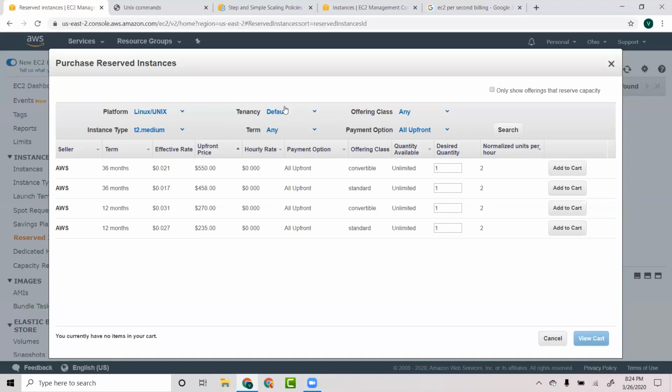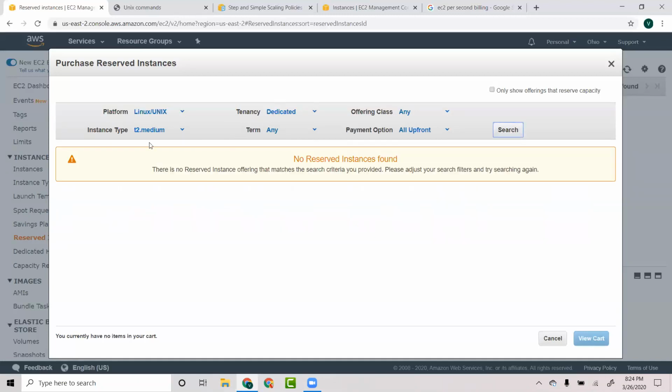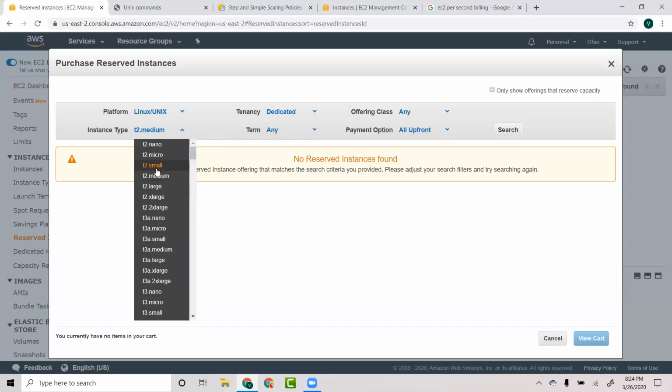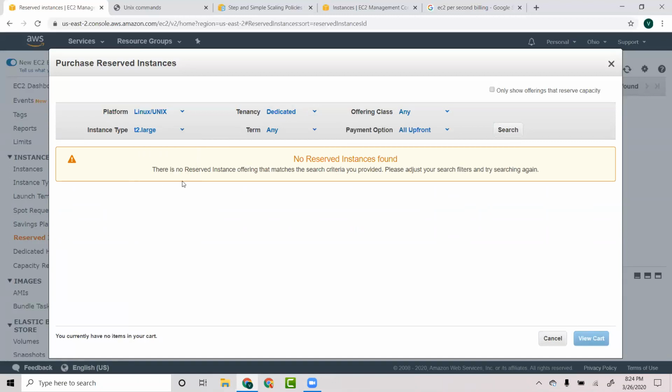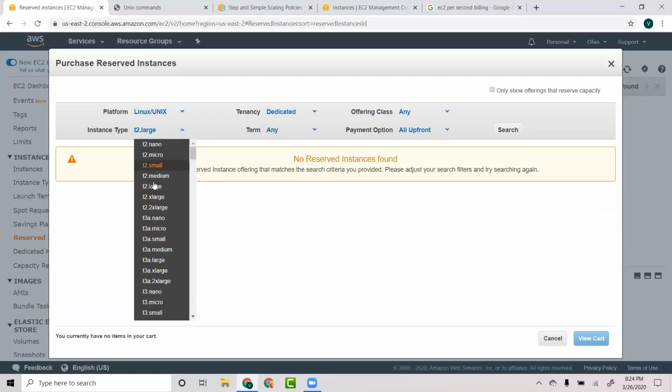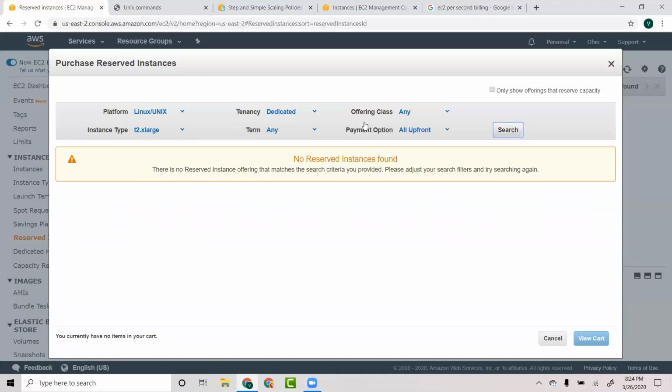But I want a dedicated host for some regions. I want a dedicated host, and give me that. For a dedicated host, it looks like T2 medium is not supported. T2 large, dedicated, no. T2 extra large, no.